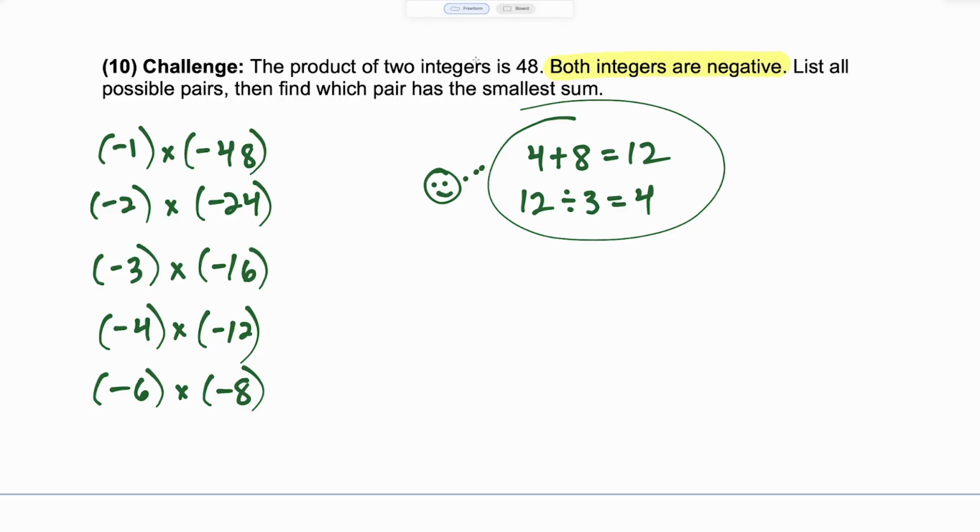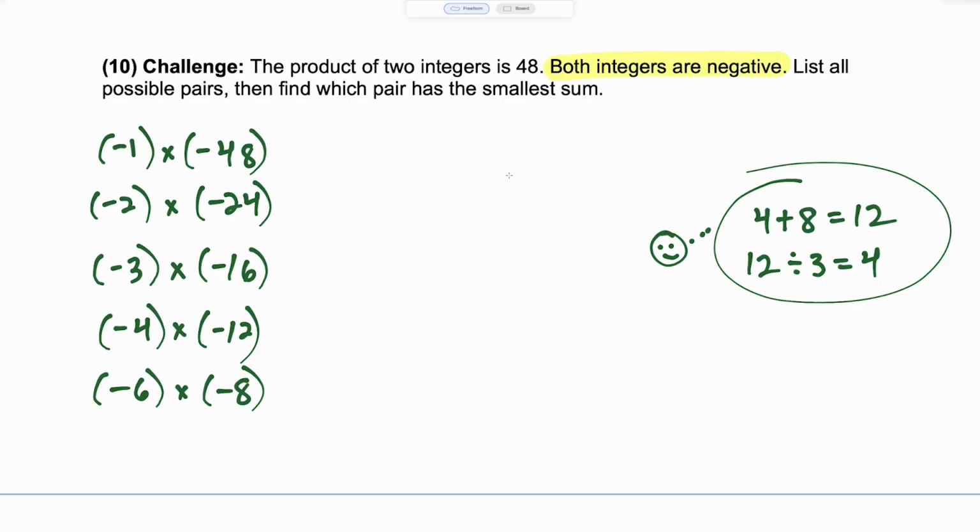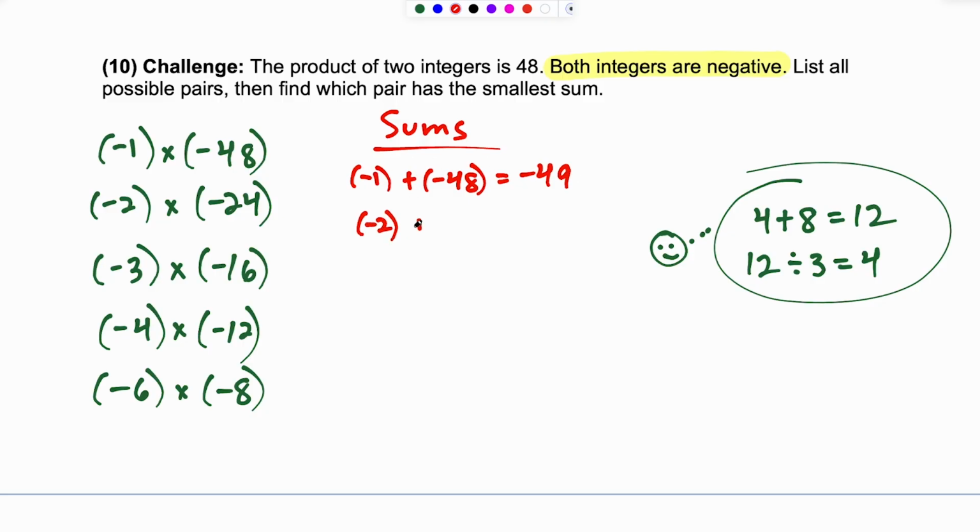So now what we want to do, though, is consider the sum of those numbers next. So list all the possible pairs, then find which pair has the smallest sum. So over here, I'll just call this column the sums. Now we're just going to take each pair of integers and add them. So we have negative 1 plus negative 48 is equal to negative 49. Okay, so I'm just doing 48 plus 1 is 49, but putting a negative in front. And then next I would do negative 2 plus negative 24, which is equal to negative 26.